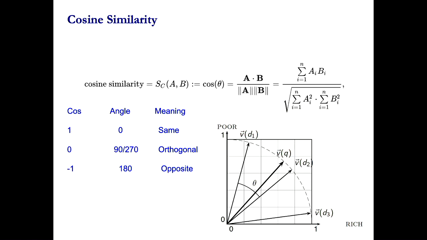Everything's the same percentage-wise. And then when it's up here, the cosine is 0 for 90 degrees. There's no similarity. They have no occurrences of the same vocabulary. And this is just a formula.